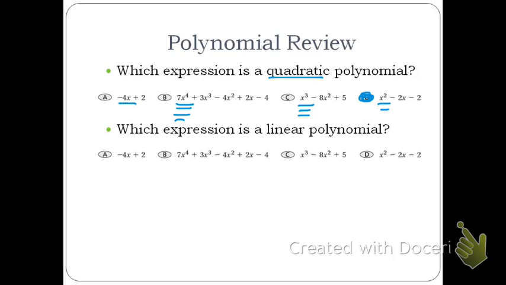In Algebra 1A, we looked at just linear polynomials. Remember that linear means the highest exponent would be just 1, and that would be A. A is it.